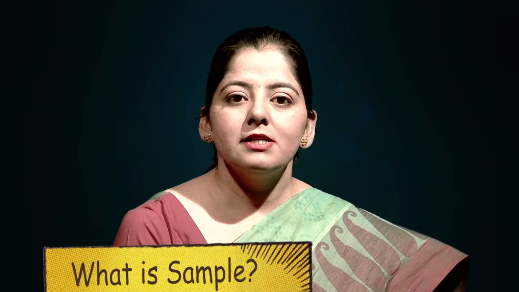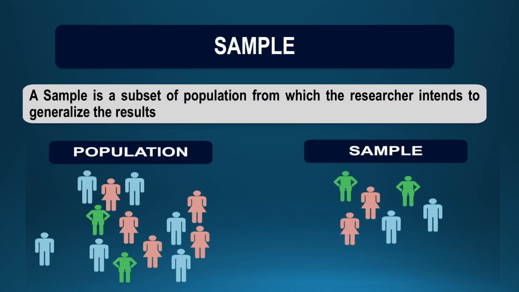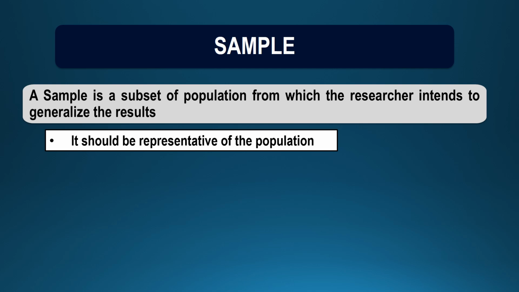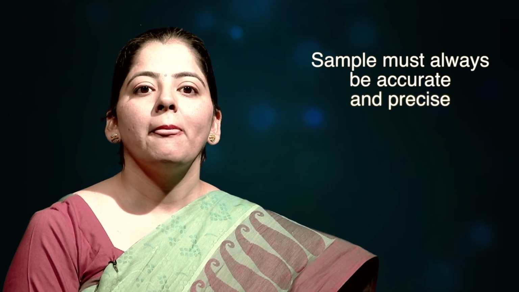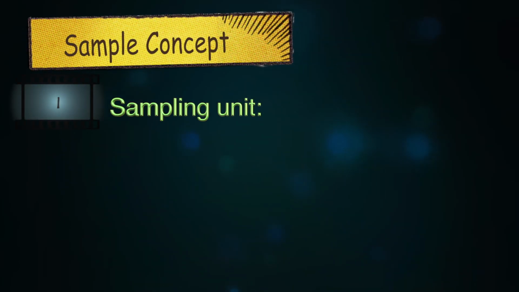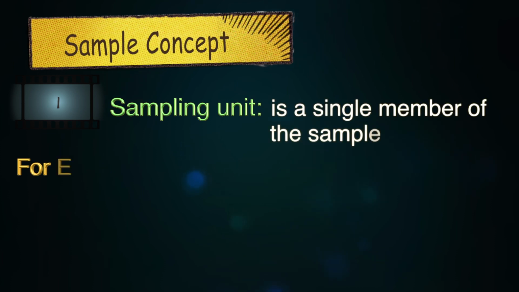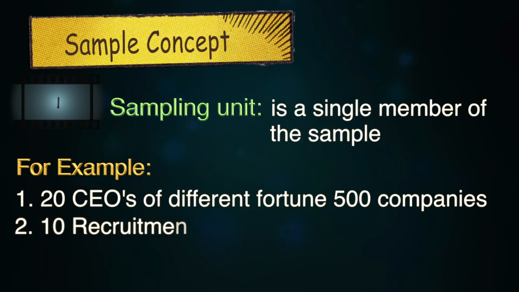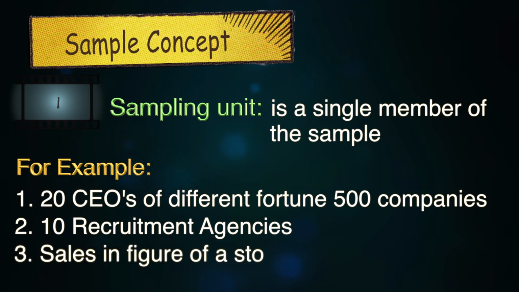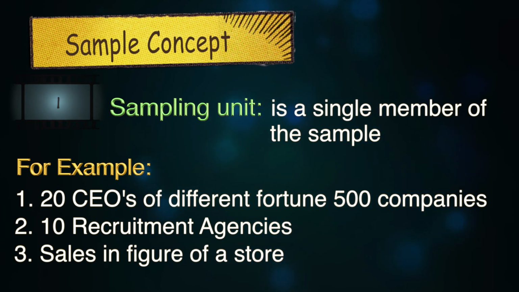So what is a sample? A sample is a subset of the population from which the researcher intends to generalize the results. It should be representative of the population. The sample must always be accurate and precise. There are two different terms associated with the sample concept. The first one is sampling unit. A sampling unit is a single member of the sample. For example, 20 CEOs of different Fortune 500 companies, 10 recruitment agencies, or sales figures of a store are considered sampling units of that population.